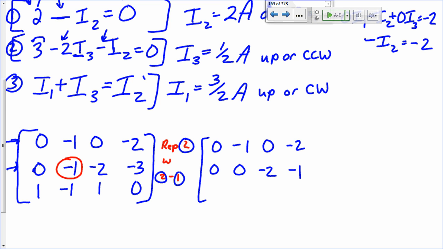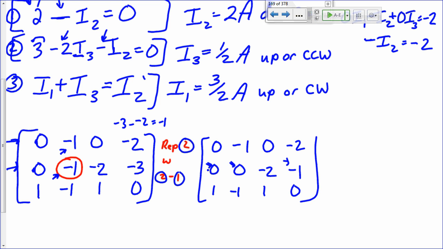Here I have 0 minus 0, and that's equal to 0 right here. Here I have -1 minus -1, -1 plus 1, which is 0 right here. And then I have -2 minus 0, which is -2. And over here I get -3 minus -2, which is equal to -1, which is what I put right here. All right, and then 1, -1, 1, 0.